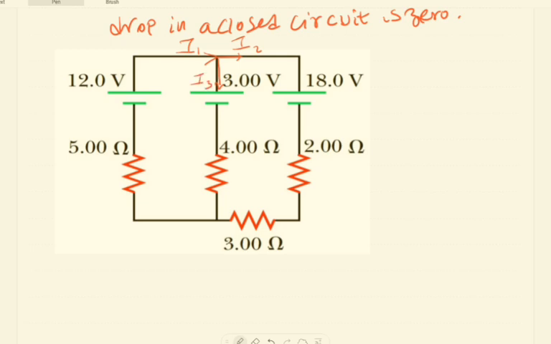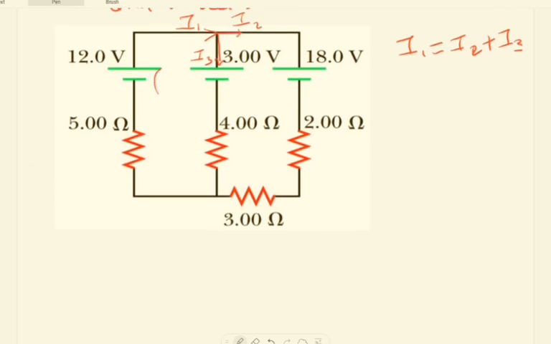Now we have seen from the junction law that I1 equals I2 plus I3. Now for loop 1, let's write the voltage drop.